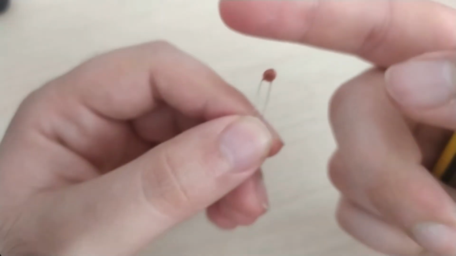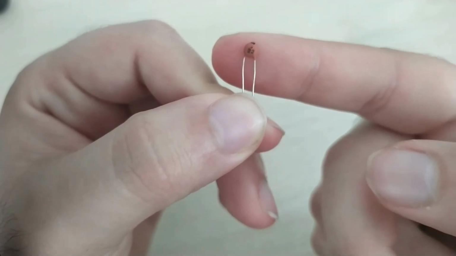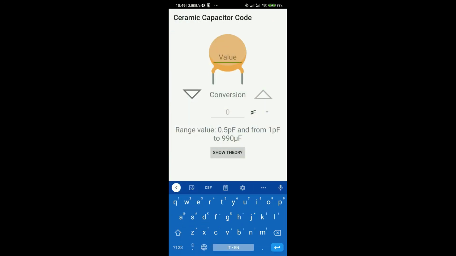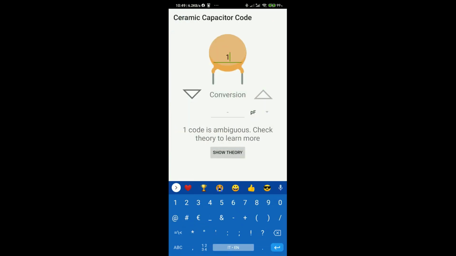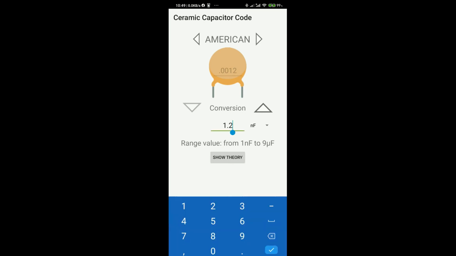As regards tantalum, ceramic or polyester capacitors, there is a specific code that identifies them. Unfortunately, there is no standard here, such as with resistors, and the real value strongly depends on the manufacturer. For the ceramic ones, you can use this practical function in my app to immediately know the value reported by the adopted standard. In addition, you can also get the code by value.